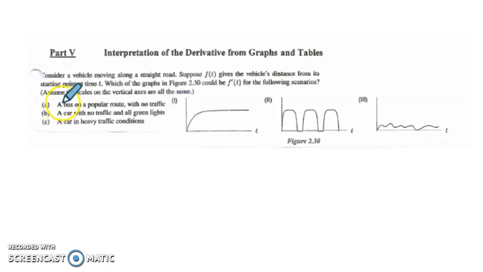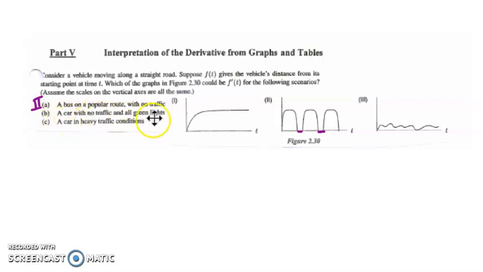So the first option is a bus on a popular route with no traffic. Well, in that case, it's going to be 2 because the bus can accelerate, no traffic, but then it has to come to a frequent stop where it lets people on and off. So popular route means that it's stopping a lot of times. So we accelerate, the velocity increases, velocity decreases, bus stops, velocity increases, decreases, bus stops, etc. So A goes to number 2.